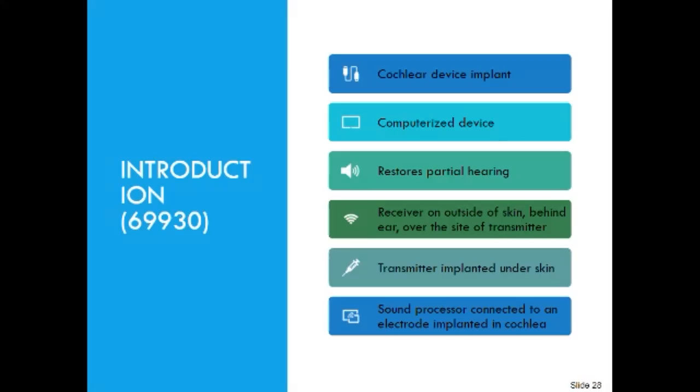Introduction, 69930. Cochlear device implant, a computerized device. It can restore partial hearing. It's a receiver on the outside of the skin behind the ear over the site of the transmitter. It can be a transmitter implanted under the skin, or the sound processor connected to an electrode implanted in the cochlea.